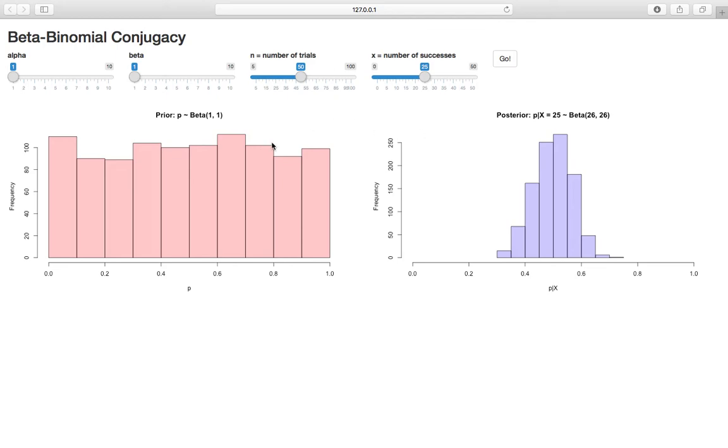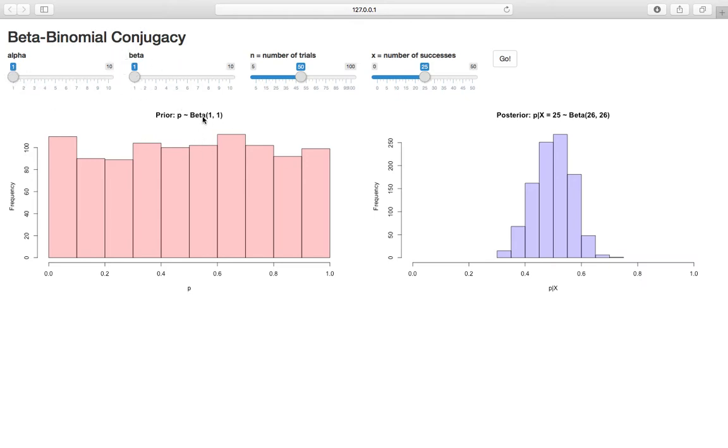Takes a little second to run. Okay, so now it gives us two plots, and this kind of helps us to understand what's going on. This left plot is the prior distribution of P. And like I said, here's the beta distribution, and the first parameter is this alpha value. The second parameter is this beta value.